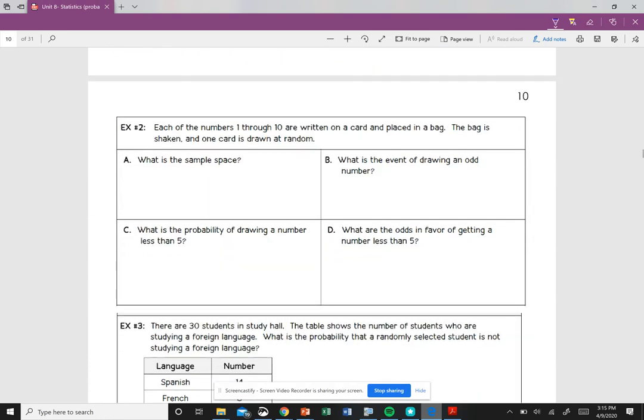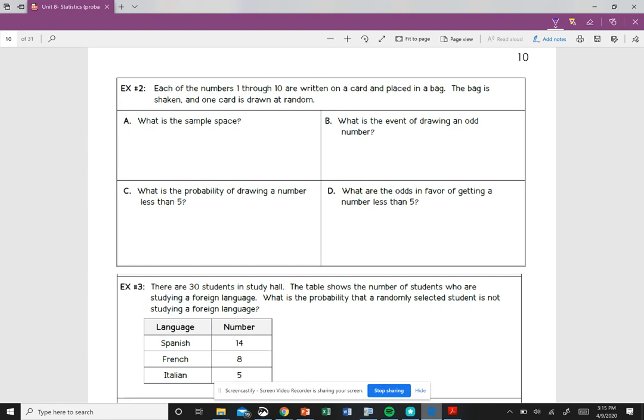All right, moving on. So each of the numbers 1 through 10 are written on a card and placed in a bag. The bag is shaken up, and one card is drawn at random. What's the sample space? So what are the possible outcomes that I could have? Well, we could draw out a card with 1 on it, or 2, or 3, or 4. If you haven't gotten the hang of this yet, we're just writing all the numbers 1 through 10. So that's the sample space.